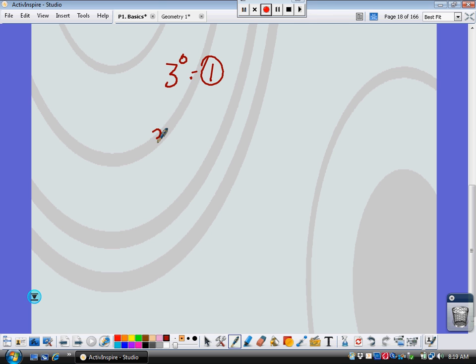Your next rule: anytime you have the same base and you're multiplying, think of it like this. You have 3 times 3 times 3 times 3 times 3. That's 5 3's being multiplied together. Anytime the bases are the same, you add exponents.